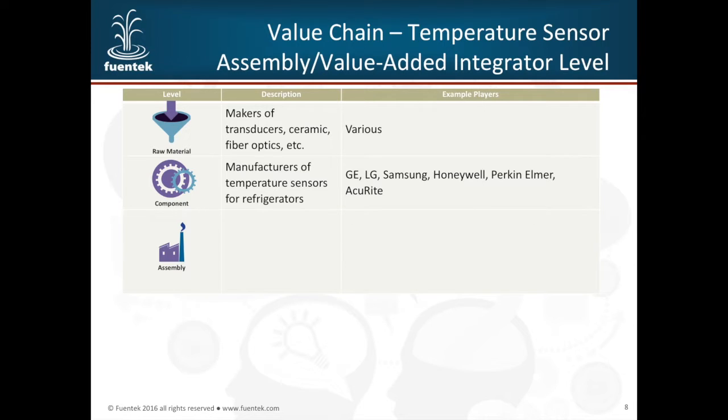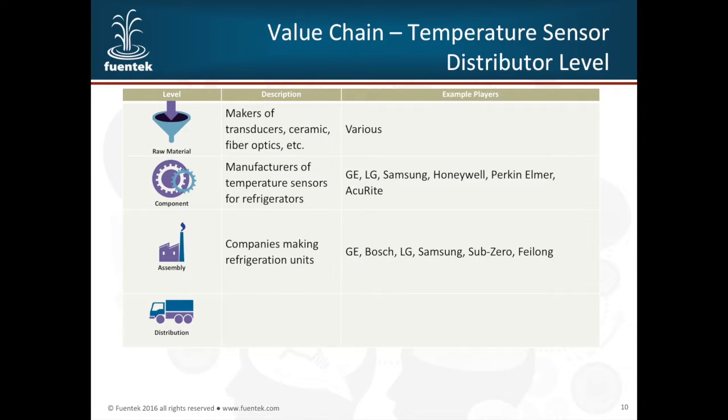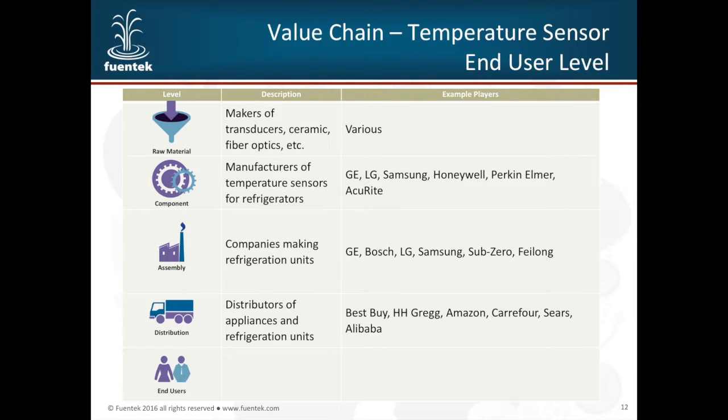We'll next think about the assembly level. These are the companies making refrigeration units. Again, there are a number of key players at this level, some of whom are also part of the component level. The distribution level includes distributors of appliances and refrigeration units. You might also think of these players as retailers. Finally, the end users. In this case, that could be you and me, anyone who uses a refrigerator, or users of more industrial refrigeration systems.